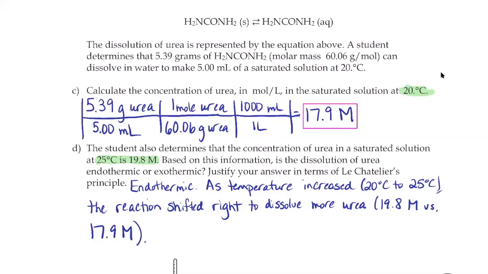So when we heat it, it's shifting this way towards the aqueous ions because the molarity in part D is higher than the molarity in part C. So we're making more ions, more dissolves upon heating. When we go from 20 to 25 degrees, it goes to the right. So if that's the case, that must mean that the heat energy is over here on the reactant side, because when we heat it, it shifts right. And if the heat energy is on the left-hand side, that makes it an endothermic reaction. Any questions so far?